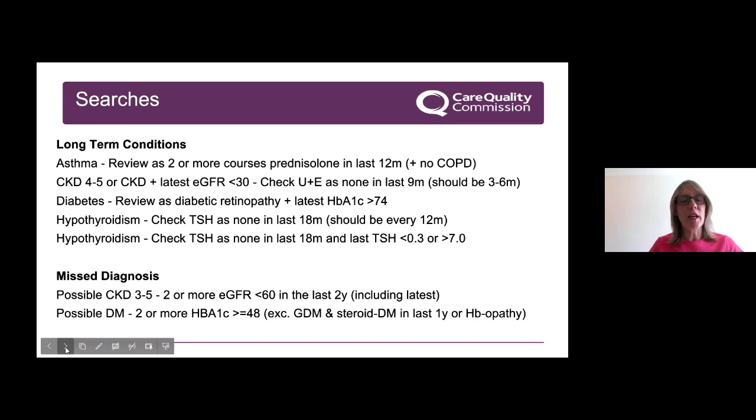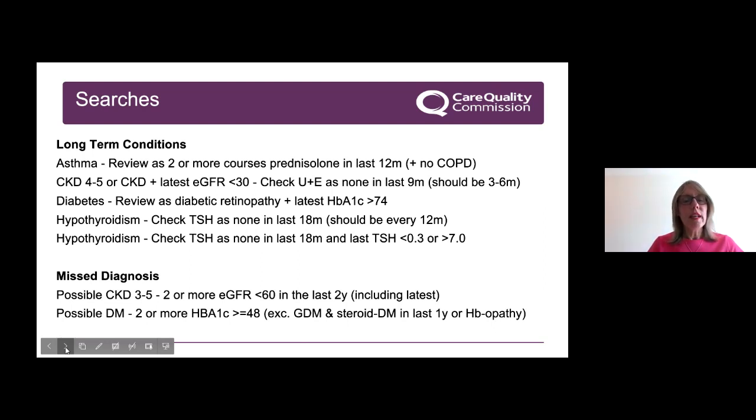For patients with hypothyroidism, we look to make sure that they have had their TSH done within the last 18 months. And as you'll be aware, this should be done annually. There's a sub-search done to identify those who had abnormal TSHs when they last had the blood test done, who potentially should have had another test done even more recently.